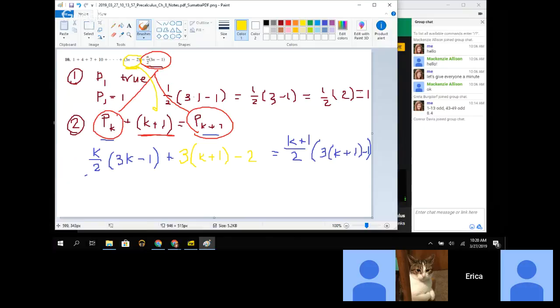Okay, so then what you have to do is just do some math, right? We got to do a bunch of math here, so I'm going to just do this all in black. So I'm going to go ahead and distribute this. I'm going to get 3k squared divided by 2 minus k over 2 plus 3k plus 3 minus 2. And here I get to distribute. So I'm going to do like a mini distribute under here. I've got k plus 1 over 2 times 3k plus 3 minus 1, right?